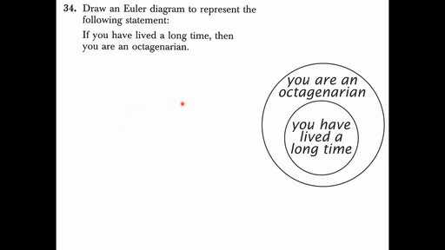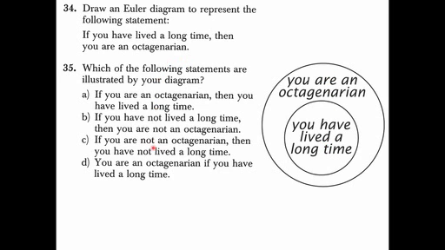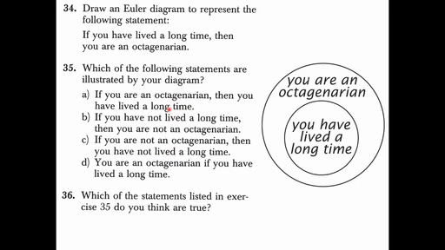Another example here, an octogenarian. I think that's an 80-year-old. So make an Euler diagram. If you have lived a long time, then you are an octogenarian. I guess I jumped the gun here. If long time, then octogenarian. Again, which 4 are illustrated by the diagram? You could try to name those again for practice. And which do you think might be true?